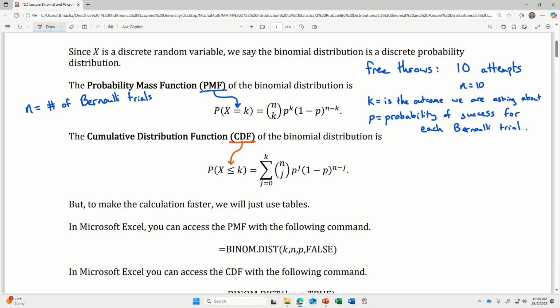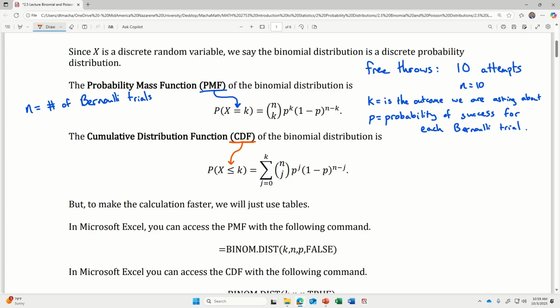And this notation looks a little bit crazy, but just remember the capital Greek letter sigma is telling me to add up a bunch of stuff. What am I adding up? Well, it looks exactly the same, right? I'm adding up the probabilities of getting every number of outcomes up to k.